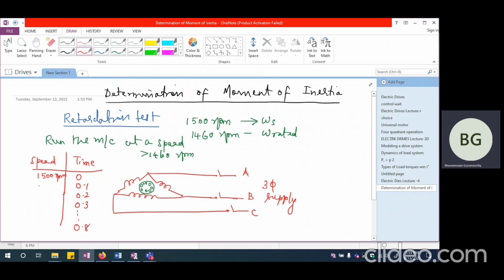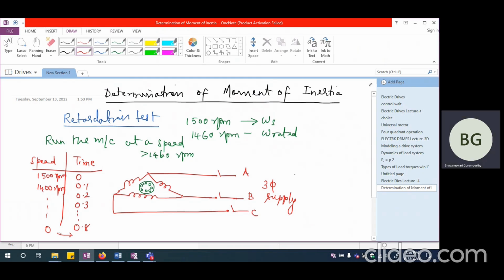You are going to see that the speed comes down pretty quickly, and then it might reach almost zero speed at the end of 0.8 second. This is the kind of reading that we need to note down. And this particular test is known as the retardation test because you are allowing the speed to slowly decrease.